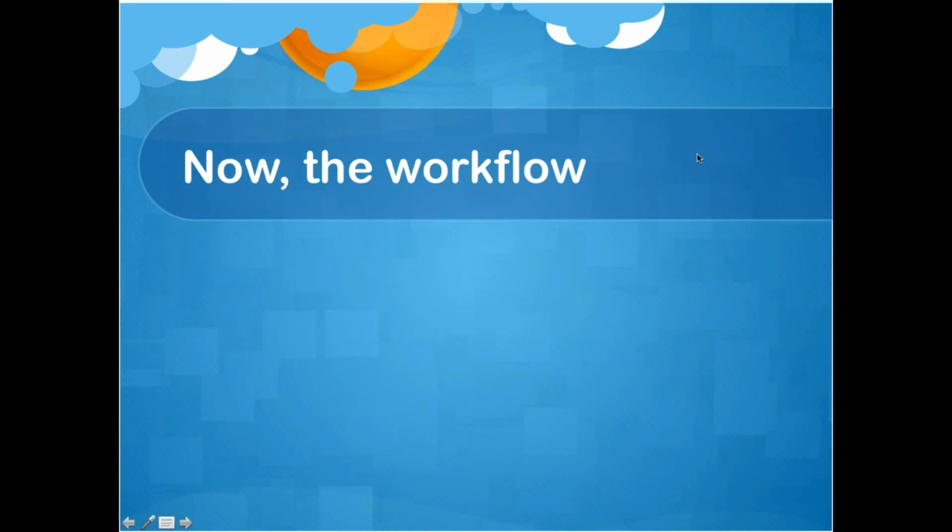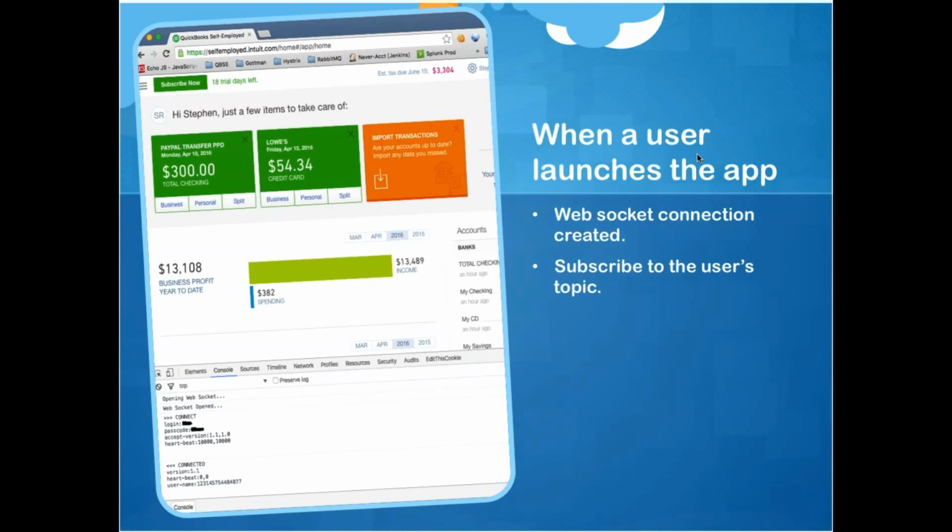Going forward, we're going to go through the entire workflow of a user launching an app and seeing a recommendation. I'll be showing you mainly the backend code, with both JavaScript for WebSockets as well as Spring, the WebSocket part and the Redis part. Okay. So when a user launches the app, the WebSocket connection is created, and the WebSocket sends a request to subscribe to the user's topic.